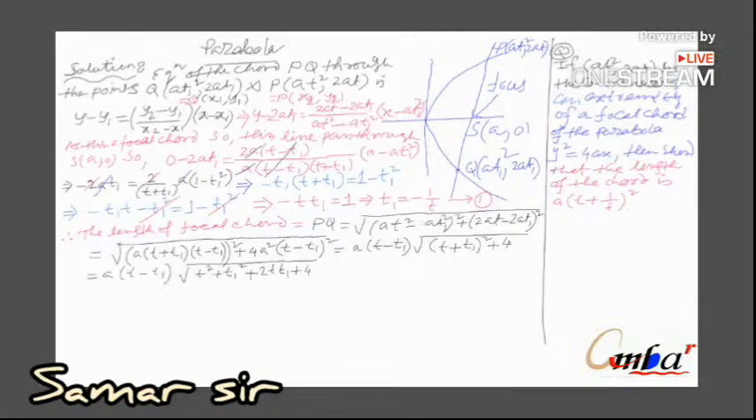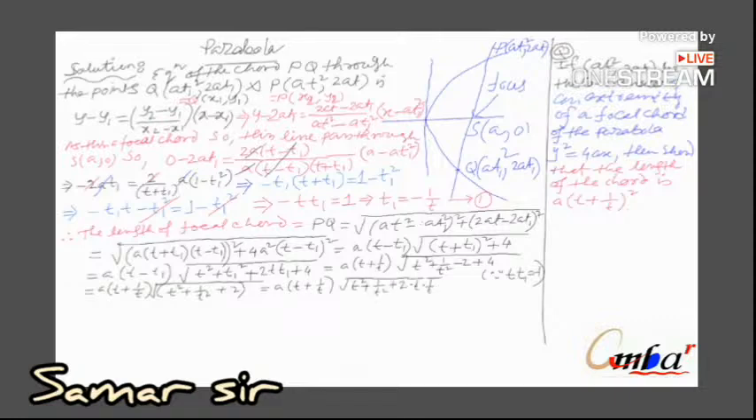Then we get t plus 1 by t under root of t square plus 1 by t square minus 2 plus 4, tt1 equal to minus 1. Put the value of t1 equal to 1 by t. Then we got the answer, that is a into (t plus 1 by t1) whole square.